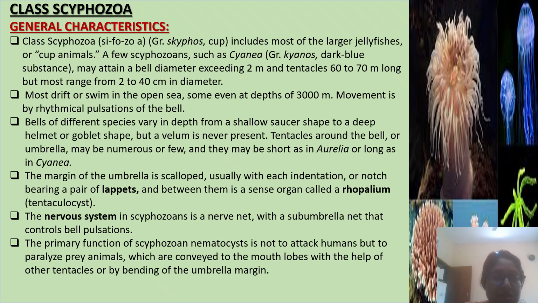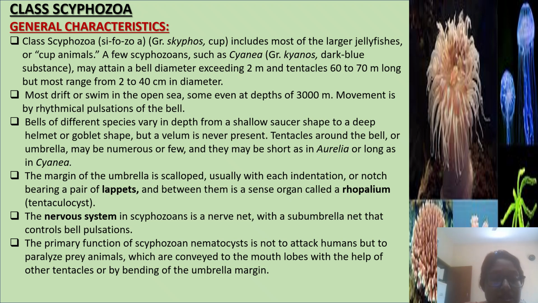Bells of different species vary in depth from a shallow saucer shape to a deep helmet or goblet shape, but a velum is never present. Tentacles around the bell or umbrella may be numerous or few, and they may be short as in Aurelia or long as in Cyanea. The margin of the umbrella is scalloped, usually with each indentation or notch bearing a pair of lappets, and between them is a sense organ called rhopalia.